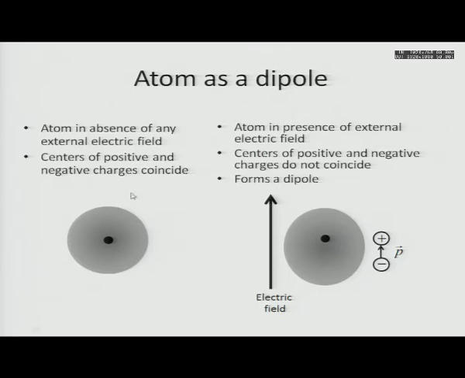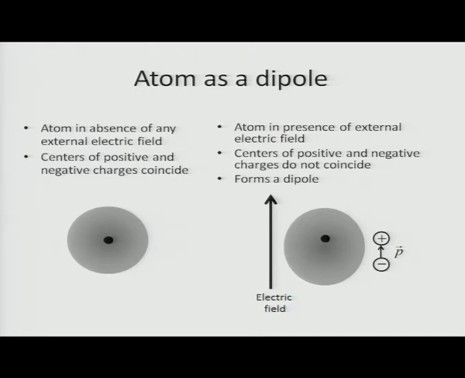On the left of the figure, I have shown a neutral atom consisting of a positively charged nucleus, shown as the dark sphere, and surrounded by a cloud of electrons. The electrons form a cloud around the nucleus, and usually the center of the positive charge and the center of the negative charge coincide at the center of the entire system.